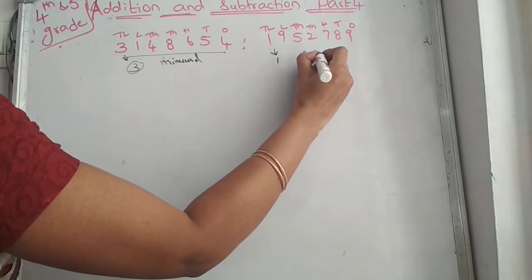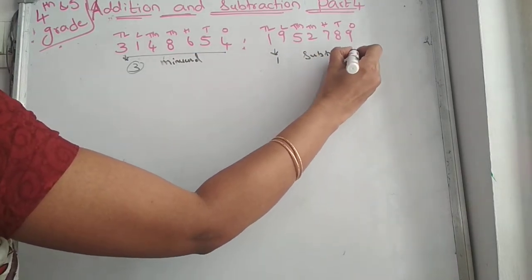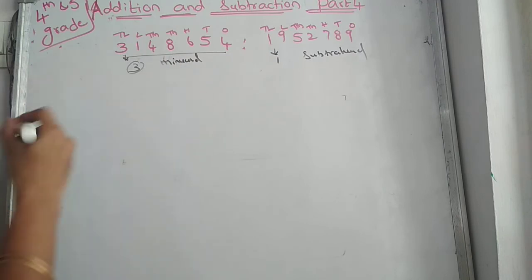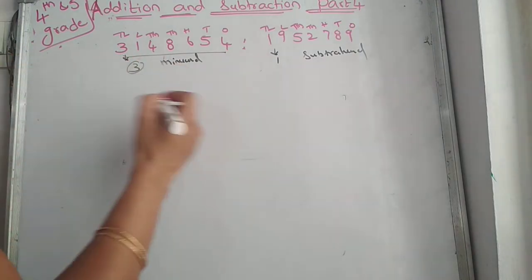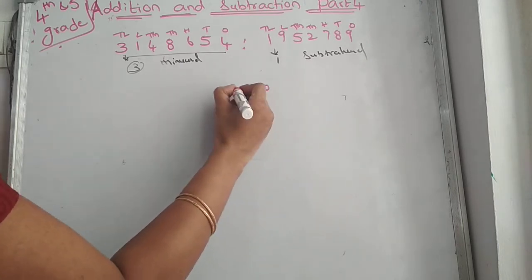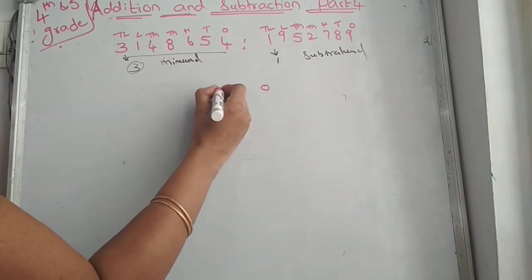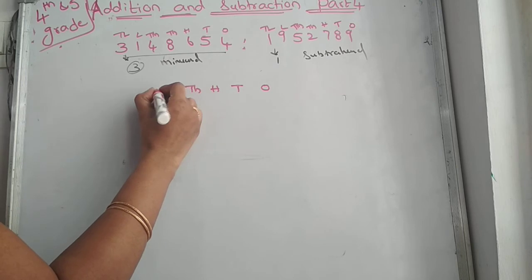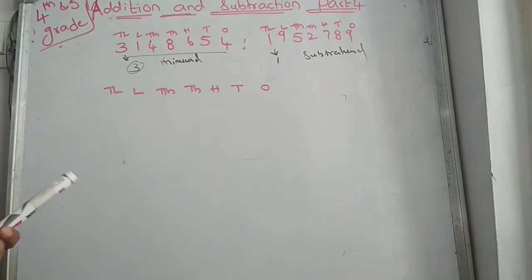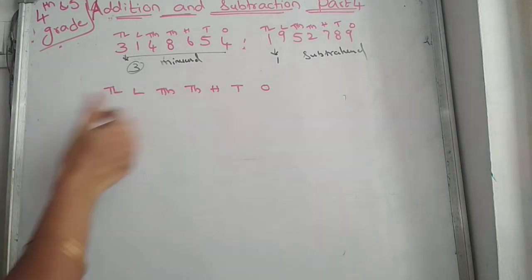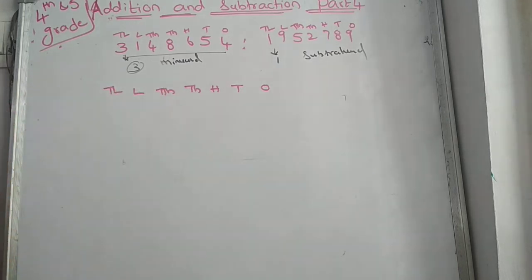This is called the subtrahend. First, I will arrange the numbers in the place value chart: ones, tens, hundreds, thousands, 10,000, lakh, 10 lakh. If you write the numbers, please give some gap here. It will be easy to understand.